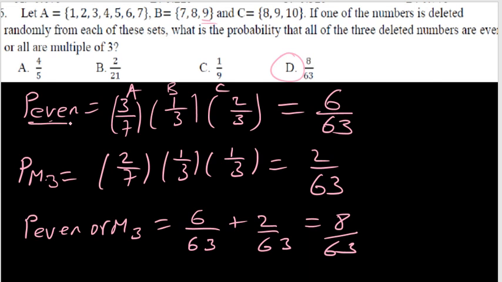The even case will be investigated once together, like one event, and the multiples of 3 also the same, so we need to multiply within each, and then finally we will add.